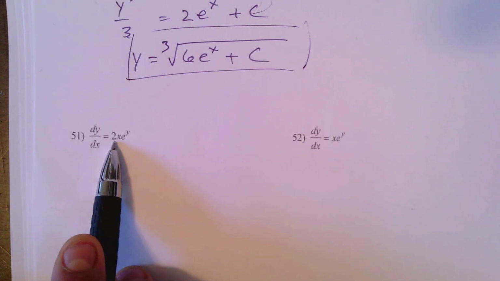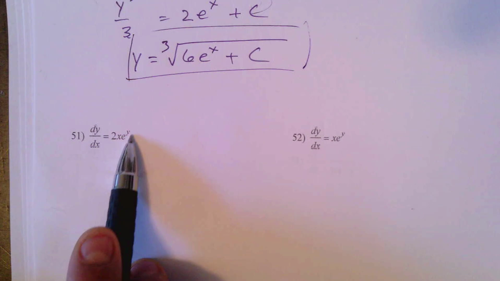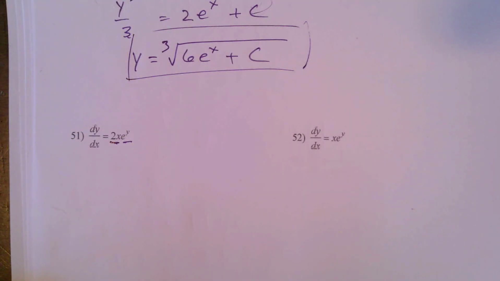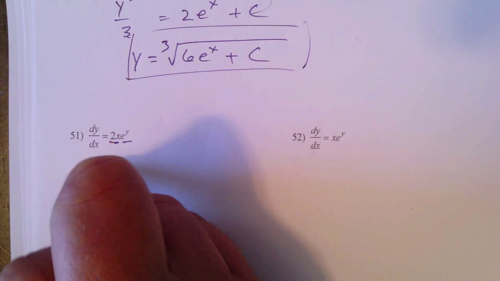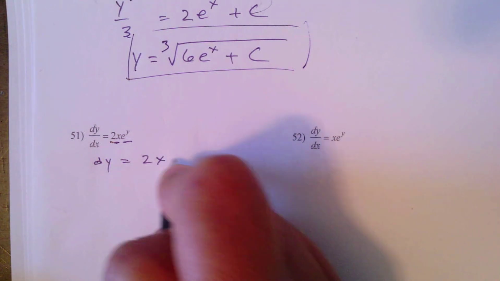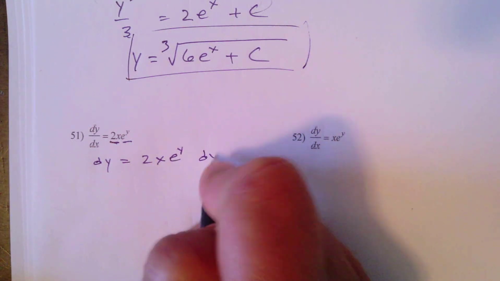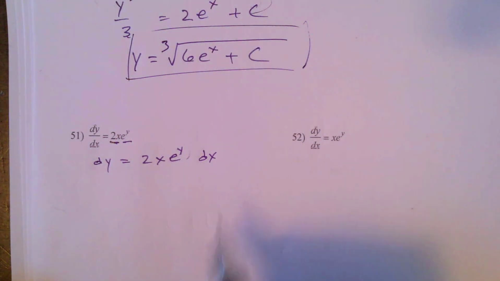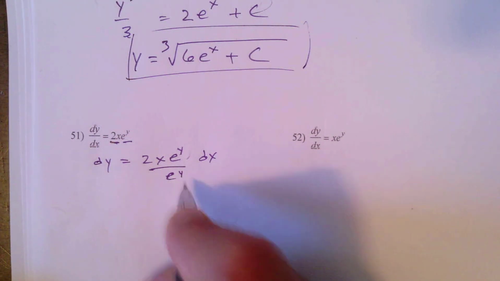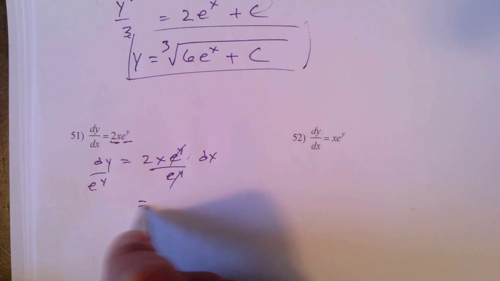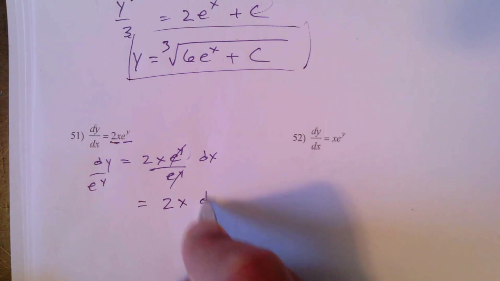Here it looks a little bit different. We've got 2xe to the y. So again, we have to look at the x part and the y part, and we want to get all the y's together and all the x's together. So maybe I'll do this in a couple steps here. We're going to multiply both sides by dx first to give me this. But this is a function with a y in it, so we need to move that to the other side. So we basically need to divide both sides by e to the y so that this side will cancel, and we end up with 2x dx.